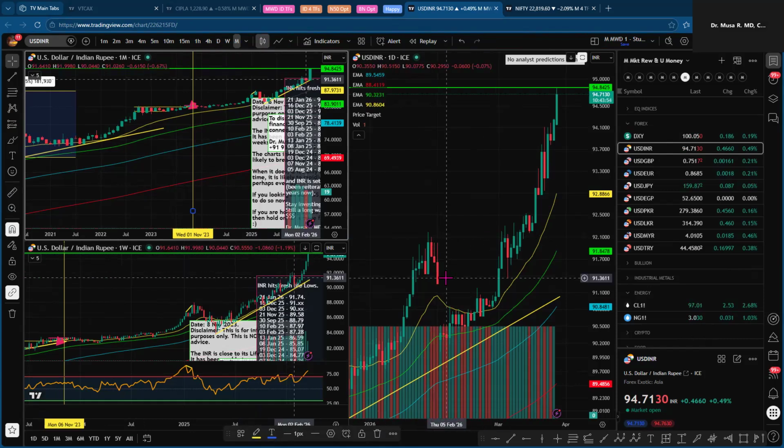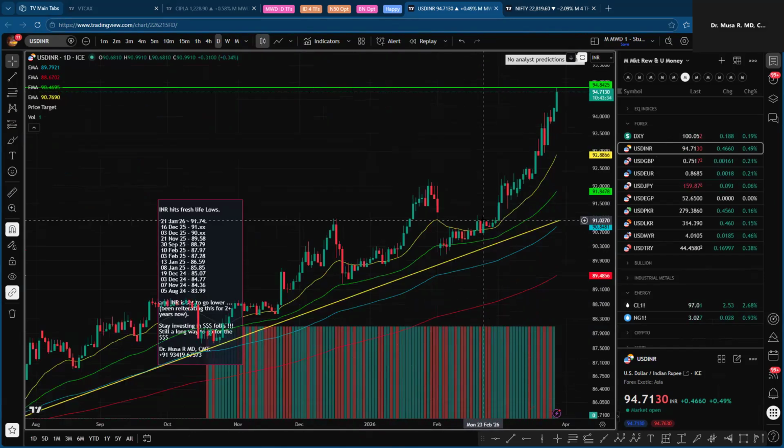So before the war, the rupee was at around 91, right? And now we have crossed 94, with a high of 94.84 today, okay, 94.85. So there's been a pretty sharp deterioration in the rupee just after the war started.